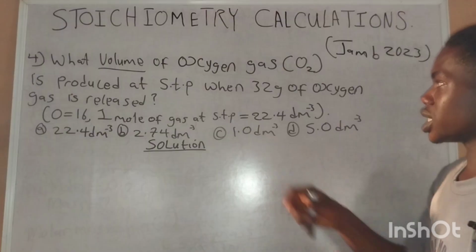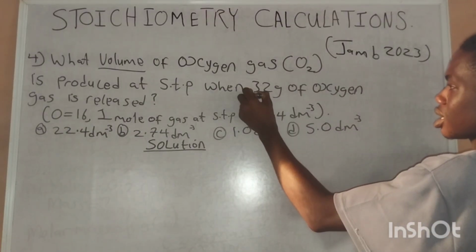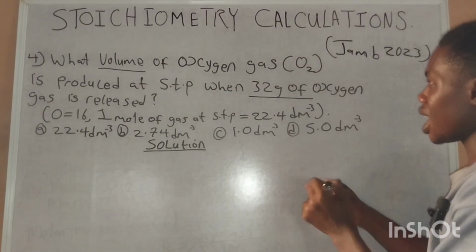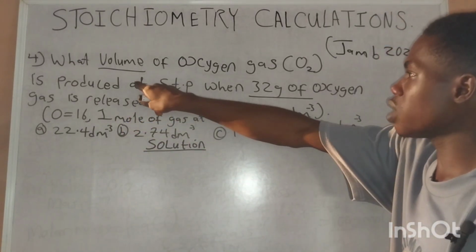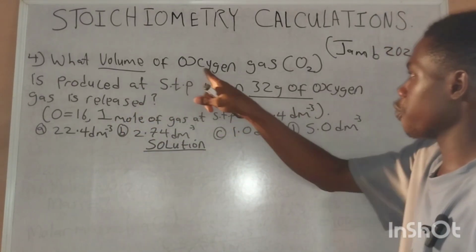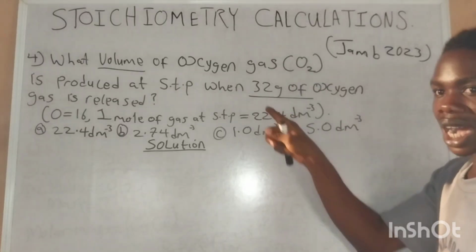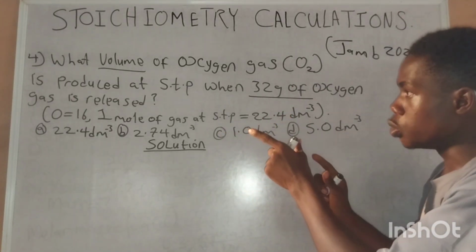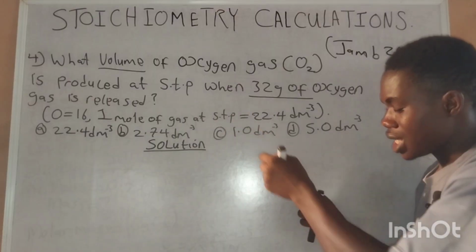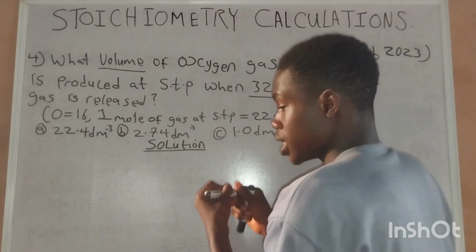Now we are also given mass, and the mass we are given is for the oxygen gas released. And the volume we are being asked to find is for the volume of the same oxygen gas. Now under stoichiometry, which formula are we going to use to find volume at STP? Now the formula we're going to use is what? Please take note of this formula.